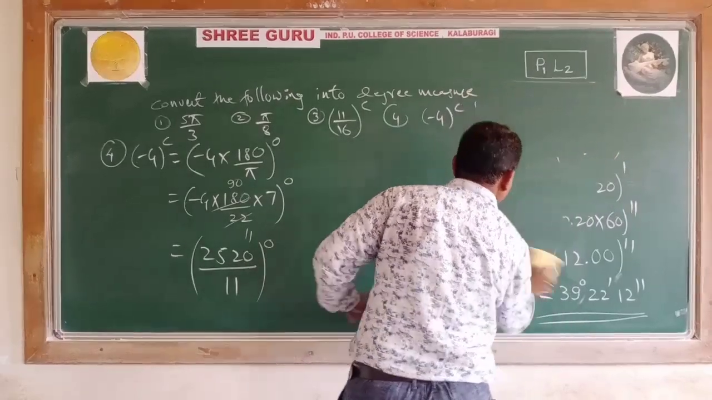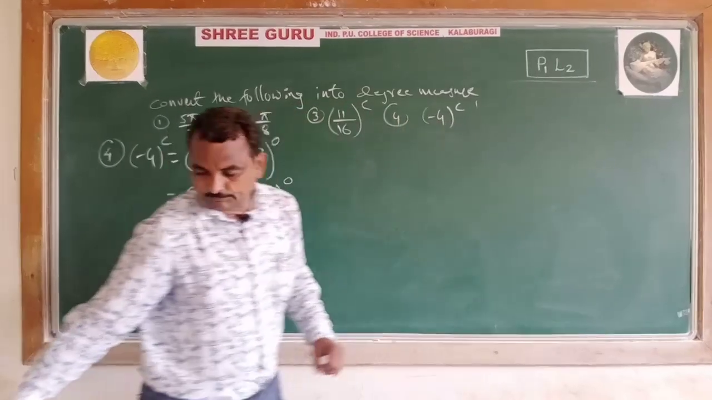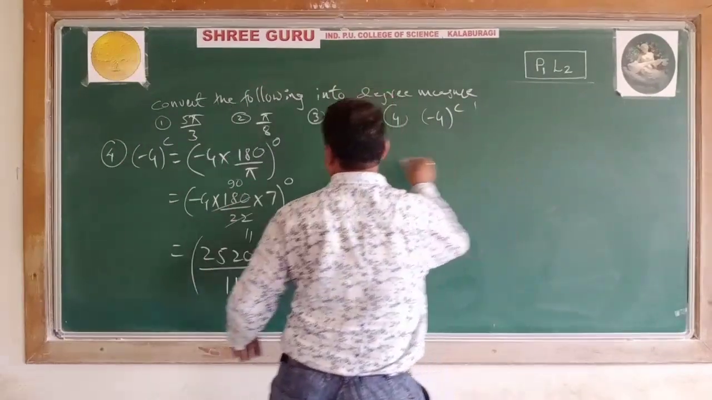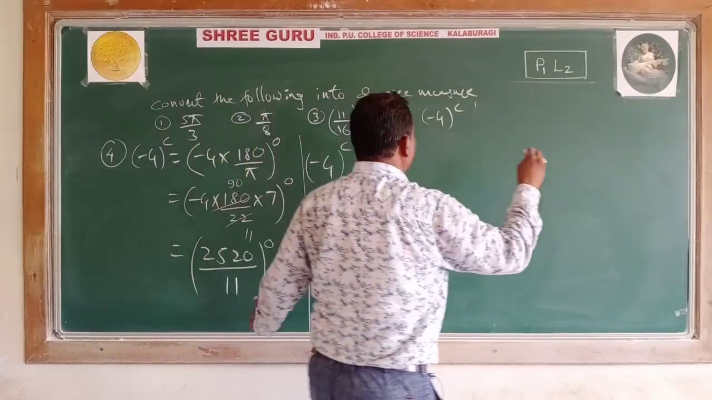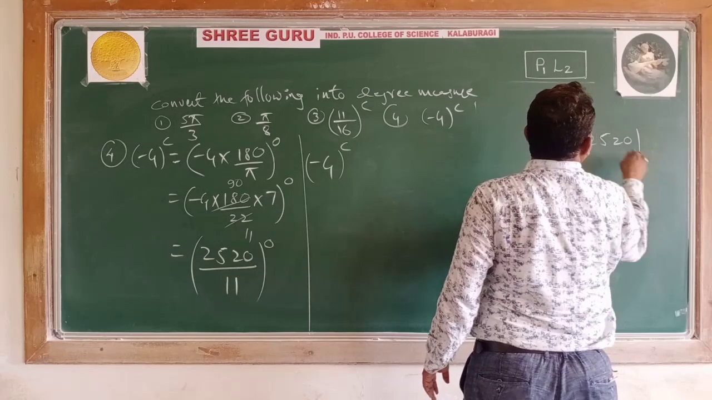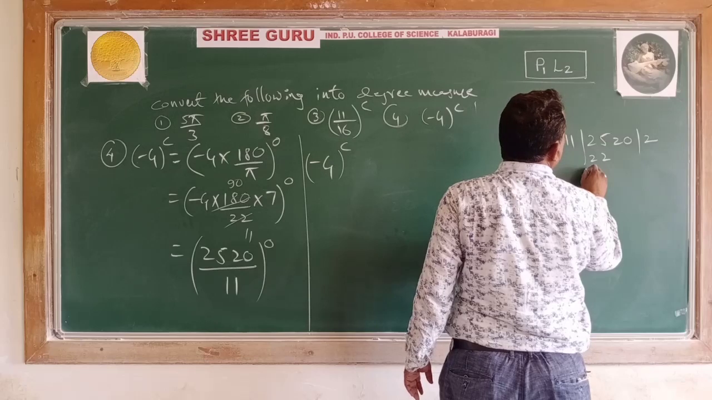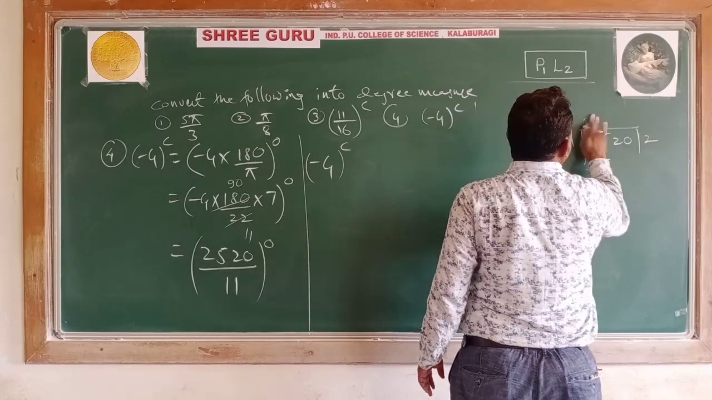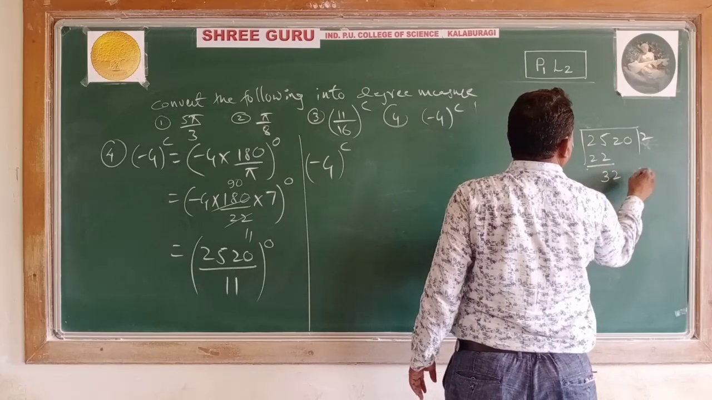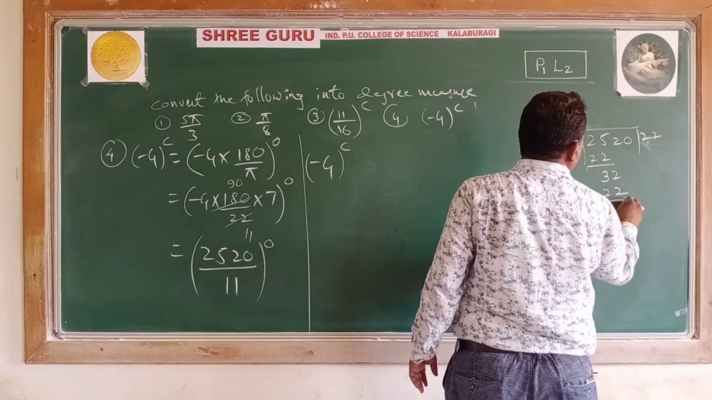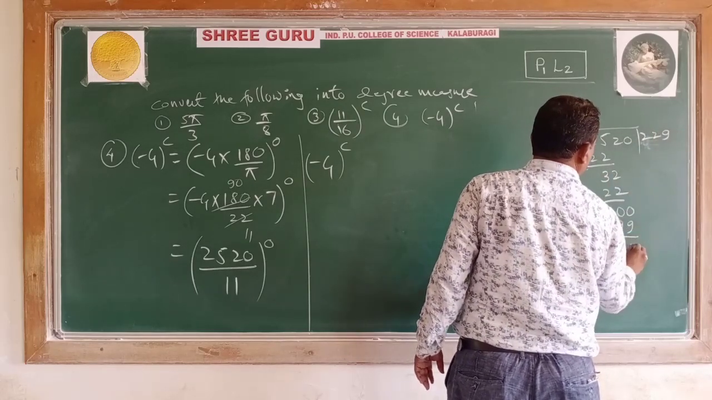2520 divided by 11. We will divide it according to the division method and write the value here. So how much is it? Minus 4 radian. 2520 by 11: 11, 22, 2, it is 22. 3 remains. Again 2 it is. 10 remains. 9, 99. 1 remains.